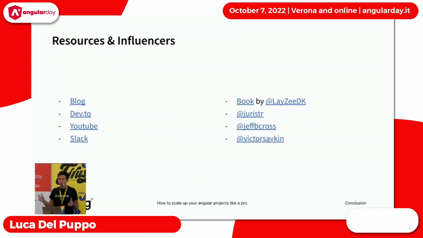Okay, so if you want to stay updated or learn more about Nx, you can find a lot of posts in the official blog of Nx, and there are different kinds of posts from beginner to advanced. There is also a Dev.to account and a beautiful YouTube channel where Yuri publishes awesome content every week. So clap for Yuri. And there is also a Slack channel where you can ask something or you can respond if you want to chat with the community. There is also a book written by Lars, and if you want to stay updated with Nx, follow Yuri, Jeff Cross, and Victor on Twitter, because they post fantastic tweets every day.